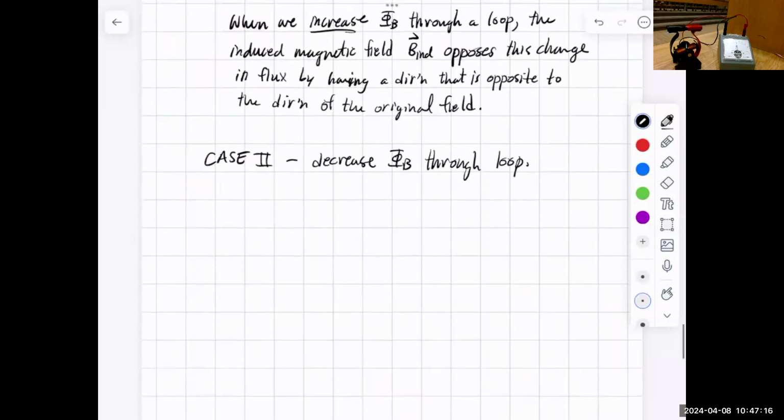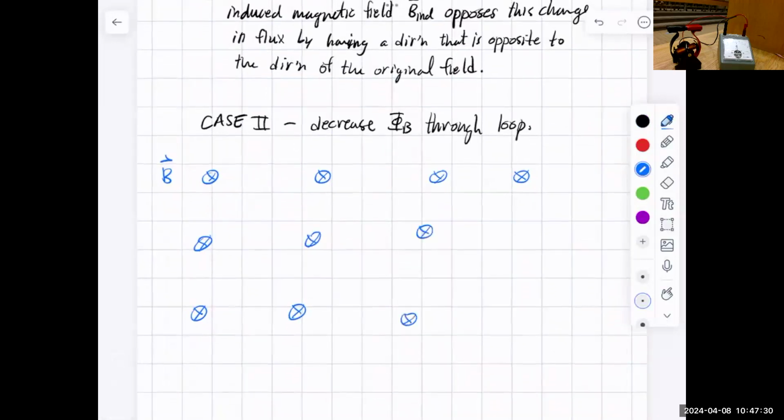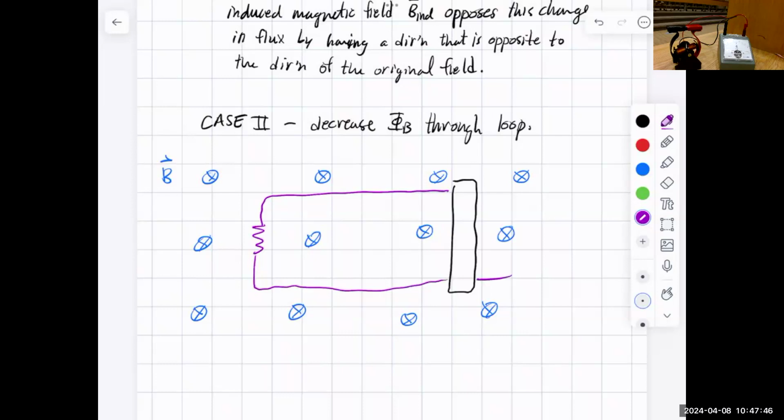All right, so the geometry is going to be very similar. We'll have the same blue magnetic field going into the screen. We'll have our same bar and our same track. All we're going to do is pull the bar in the opposite direction. So instead of sliding it to the right, we'll slide it to the left. And sliding it to the left will make the area of our loop shrink, so that we'll have less and less magnetic field lines passing through our loop.